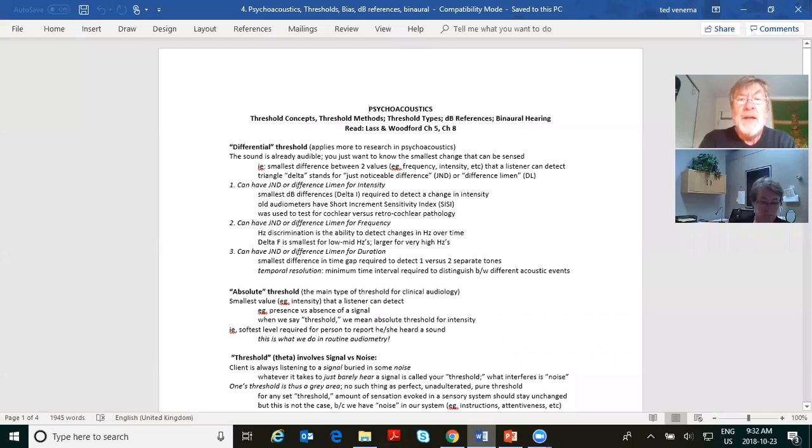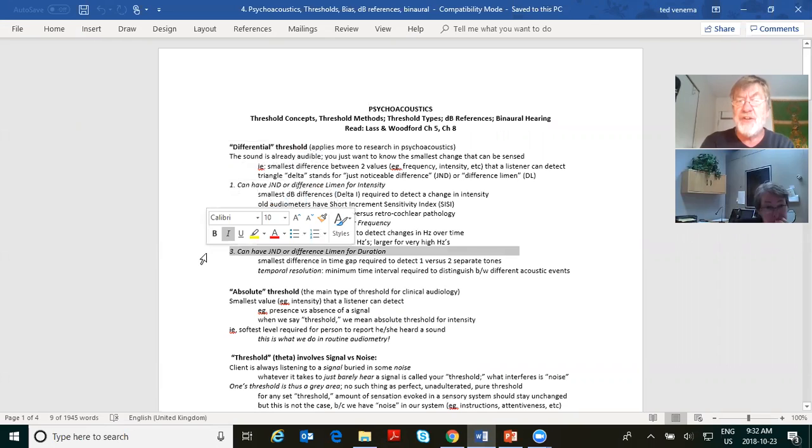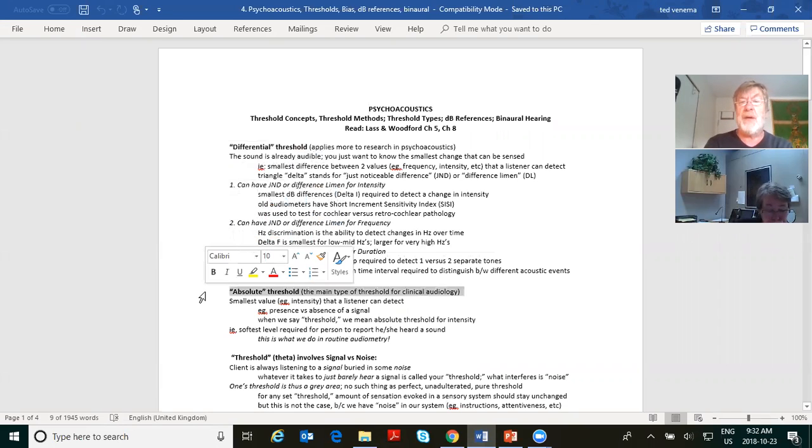So what I'll do is I'll share screen and we'll find those notes right here. And we looked at differential threshold. Be sure to have a passing awareness as to what this is, okay? Again, just a tad of review here, but differential threshold, you already hear the sound, and we're looking at the smallest change you'd need to make in order for you to notice a change. You could make a change in intensity, frequency, or duration. But we don't really care that much about that stuff.